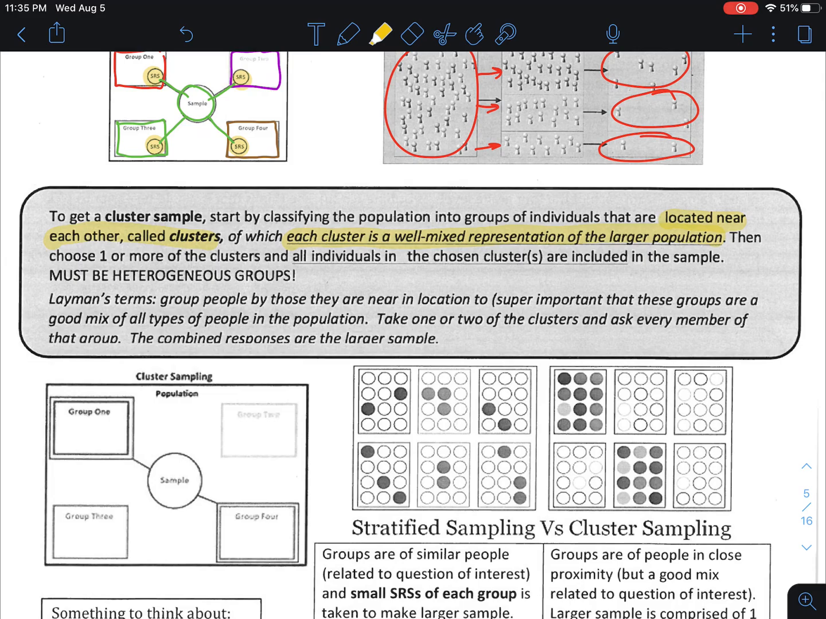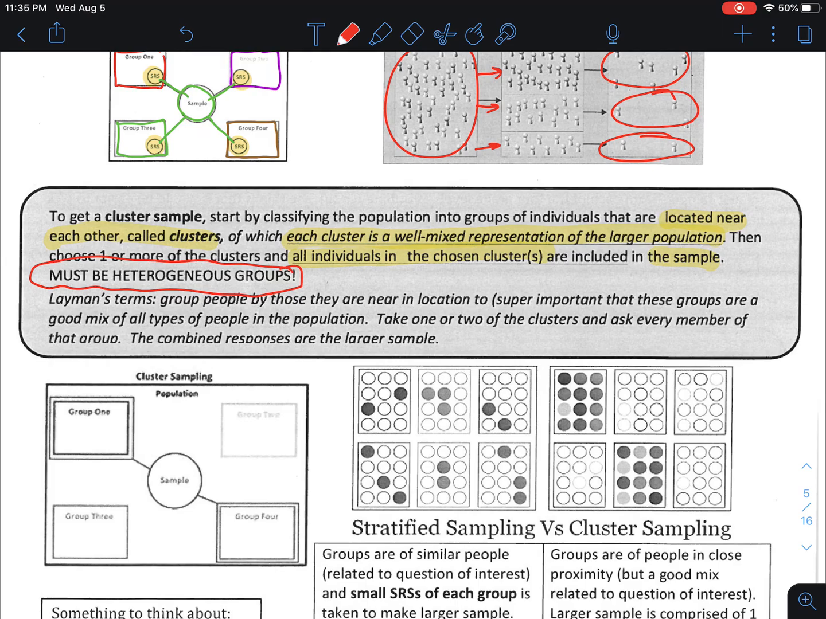And here's the kicker. You're going to ask every single person in that cluster, and they're going to be part of your sample. So if my hallway was a cluster and we got picked, every student in those classes would get asked the question, what was your SAT score? That's why they must be heterogeneous or well-mixed groups, because in any given cluster, you should be getting a good mix of what you're looking for, okay?